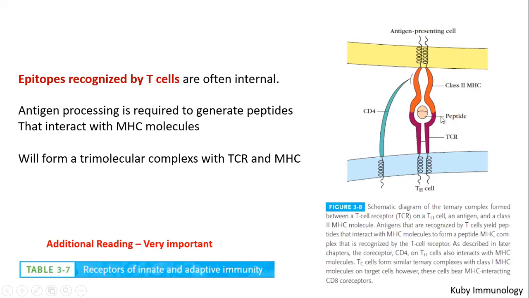Basically saying that the epitopes recognized by T cells are internal. They need a processing step where antigens are processed by the antigen presenting cell through MHC2 molecules. The processed antigens attached to MHC2 molecules, then only they will be presented to T cell receptors. This complex is important. Along with that, they need a CD4 positive mechanism to work in a proper way.